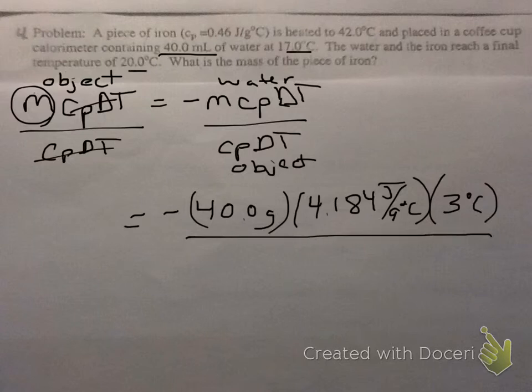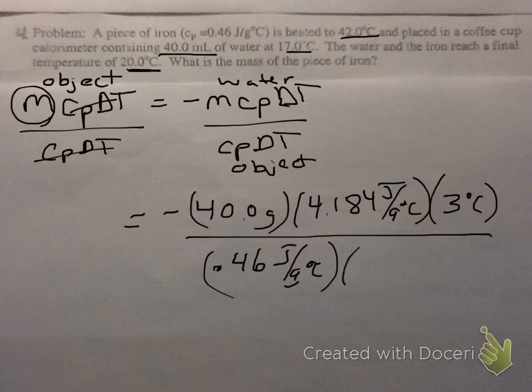That's divided by the specific heat of the object, 0.46 joules per gram degrees C, and the temperature change of the object. It ended up at 20 degrees C, but started off at 42. Delta T is always final minus initial, so that's 20 minus 42, which is a negative 22 degrees C.